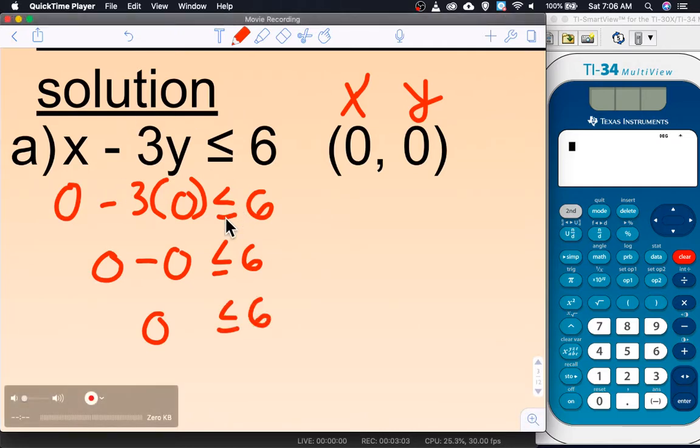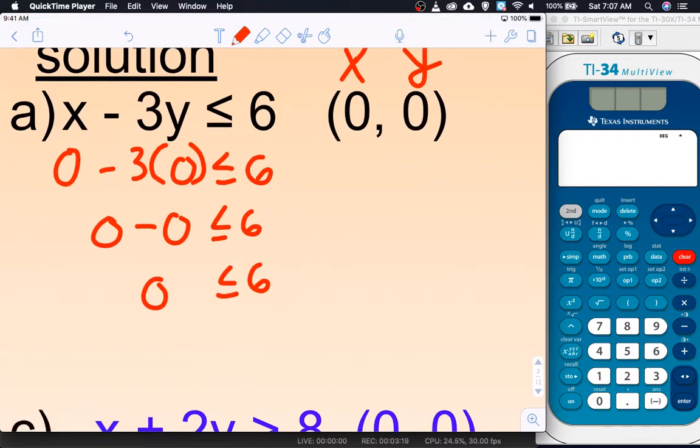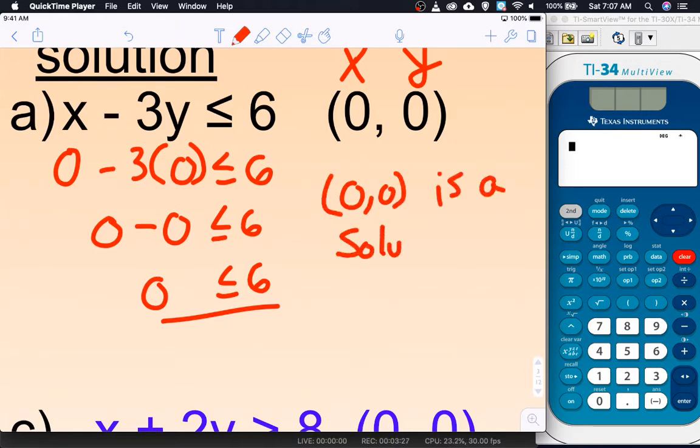And we get down to this point where I simplified the left side here: 0 is less than or equal to 6. Is that true? Is 0 less than or equal to 6? Yes, it is less than. So since this is true, that point is a solution. So 0, 0 is a solution. That's what we found. Because the math worked out, it is an answer to the problem.